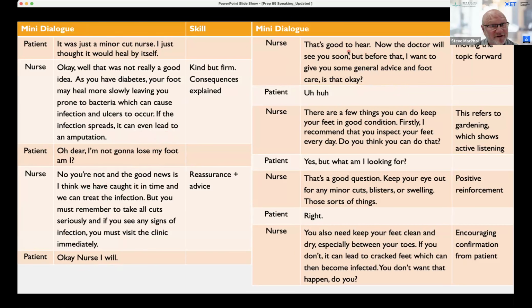There's that positive language. Now, the doctor will see you soon. But before that, I want to give you some general advice and foot care. Is that okay? Now, this important word here, everyone, is the word now. This is how you move a conversation forward, right, to the next stage. That means you're leading the role play.